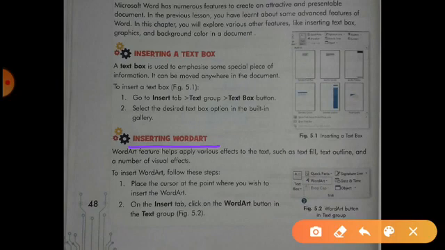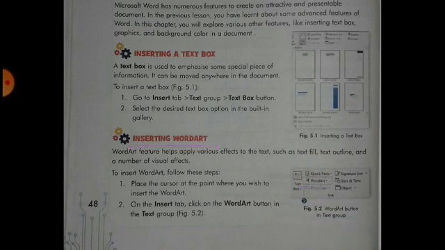So dear students, first of all you have to place your cursor where you want to insert word art feature, and then step 2 is you have to click on the Insert tab. Okay, and then you have to click on the Word Art button from the Text group. Okay students, you can see here, this is the word art option. You have to click here from the Text group.